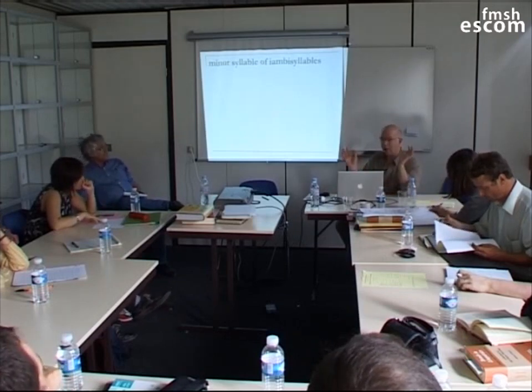Okay, so we've talked, other questions? Now we've talked about the main syllable of sesquisyllables and the unique syllable of monosyllables. Now what remains for us to talk about is the minor syllable of sesquisyllables. That's much simpler, and basically what you have is a consonant, the minor syllable initial consonant, C0, followed by a schwa. So there's no choice of vowels, only one vowel is possible, and it's a schwa.